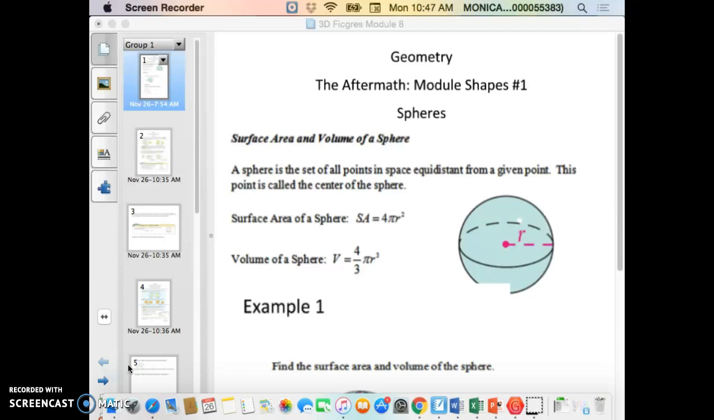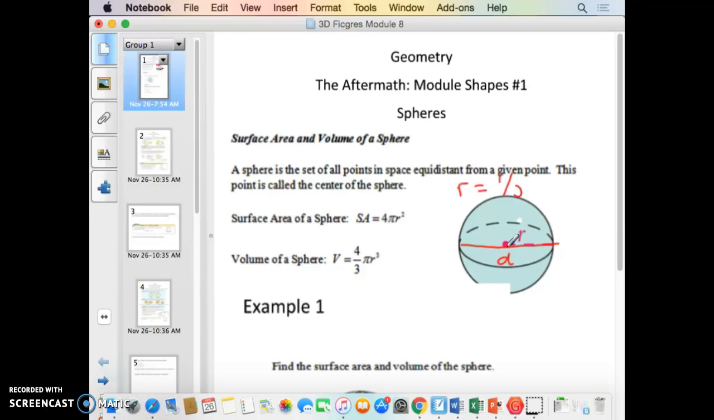A sphere is a set of all points in space equidistant from a given point. And this point is called the center of the sphere. So in this case, the center of the sphere is right here. Okay, and here we have our R, which is our radius. Please remember that if we extend this line all the way across, then we have D, which is our diameter. So notice that the radius equals 1/2 the diameter, and that's going to come in handy.